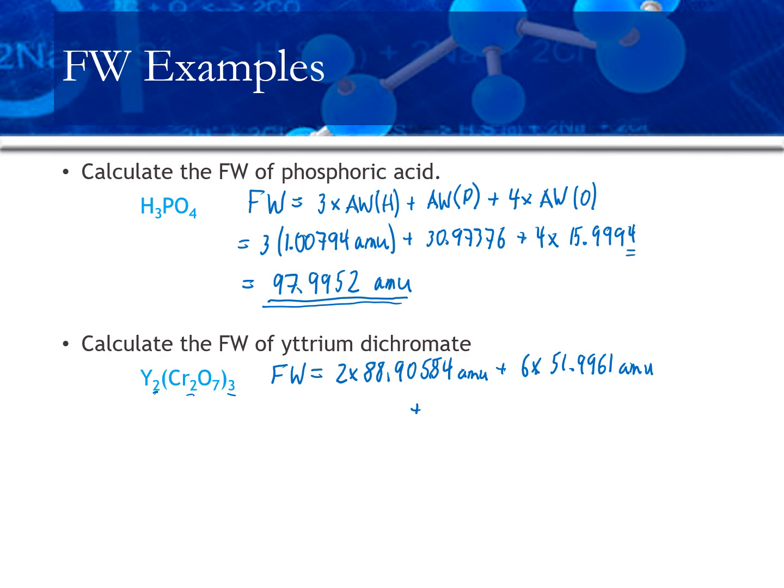Plus, now I've got 7 times 3, or 21 oxygens, so 21 times the weight of oxygen, 15.9994 AMU. And then just plug it into my calculator. Quick check of my significant figures. Once again, oxygen or chromium limits me to 4 places after the decimal when I add these numbers together, and I get a final answer of 825.7756 AMU. Remember to round to the correct number of significant figures and include units on your final answers.